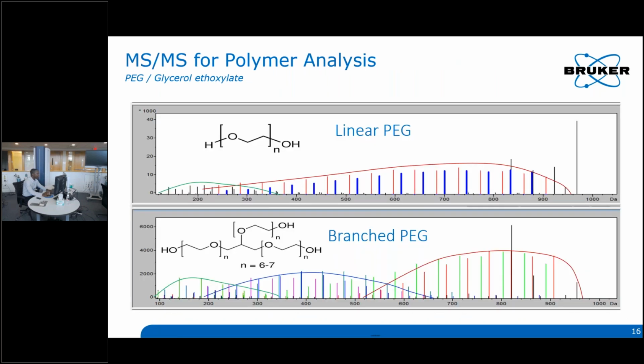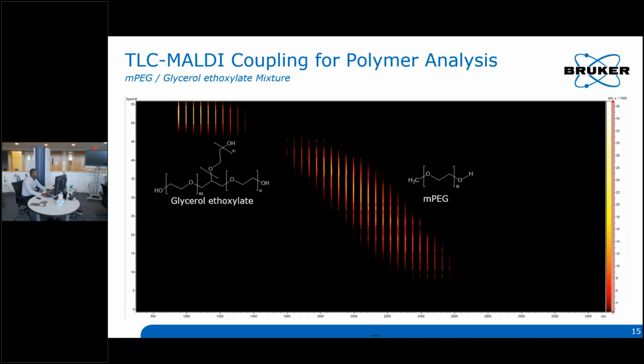And with the MS-MS capabilities, you can determine whether you have a linear PEG or branched PEG off of a TLC plate MALDI as well. Generally for branched PEG, because you have different arms that will break off and produce different fragments, you end up with a fragment mass spectrum with multiple distributions. Whereas for linear polymers or linear PEG, you only have a single distribution in your fragment spectrum. And this is something that you are not able to differentiate just by regular MS MALDI analysis.